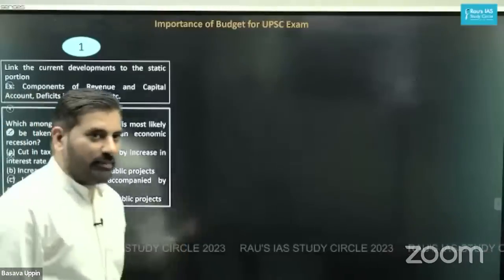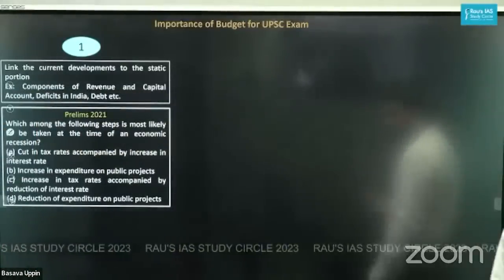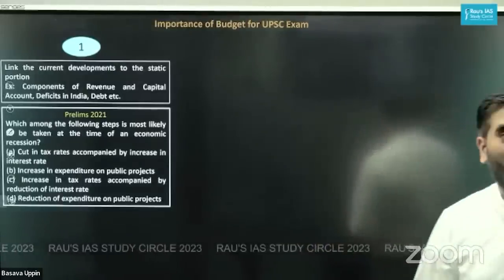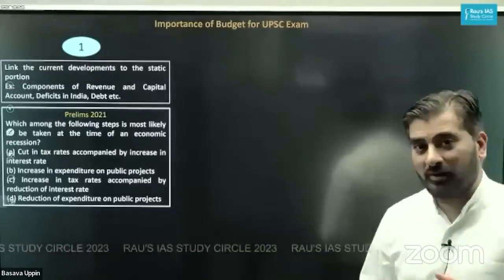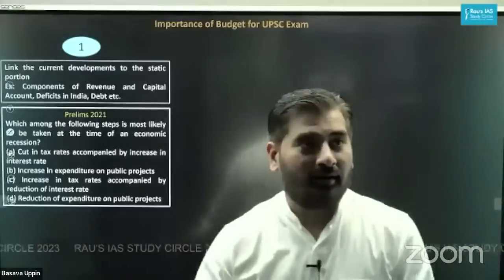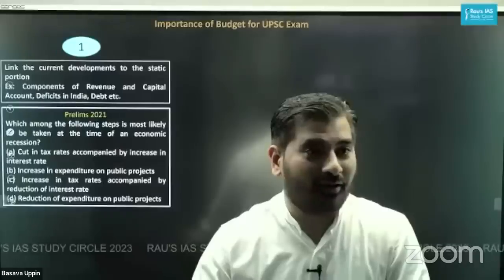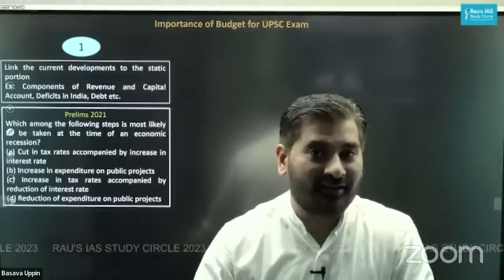Look at the question asked in Prelims 2021. The question is, which among the following steps is most likely to be taken at the time of an economic recession? Why do you think this question was asked in Prelims 2021? You know what was happening with the Indian economy in 2021, right? So in 2021, the Indian economy was facing recession.